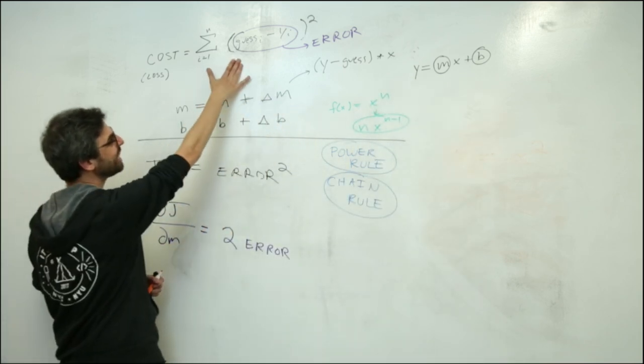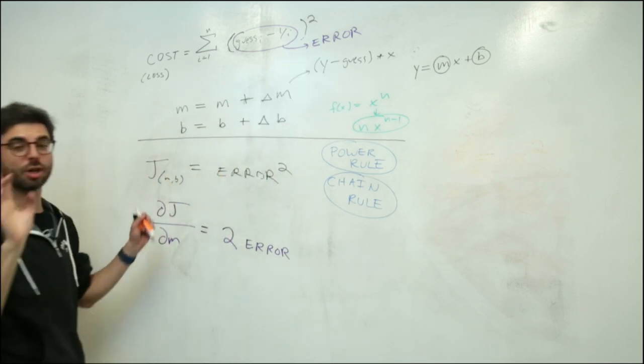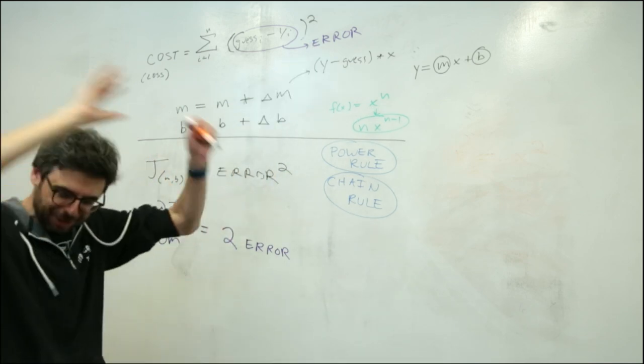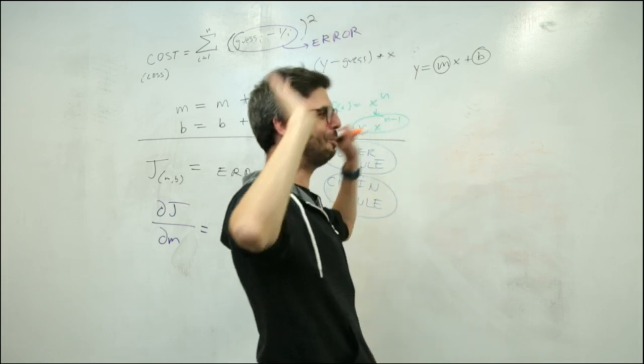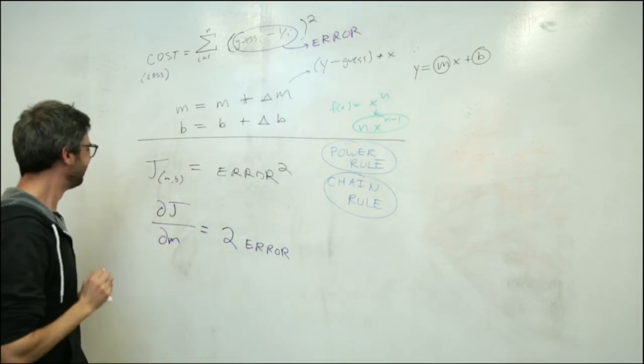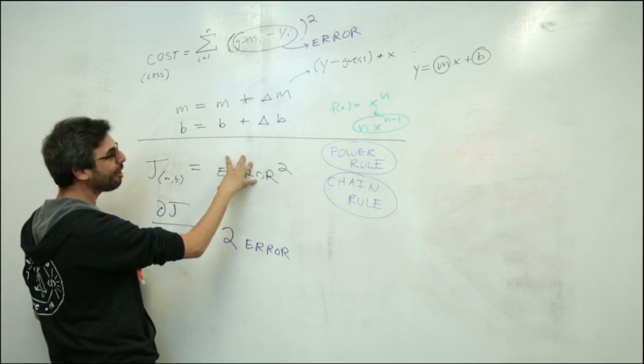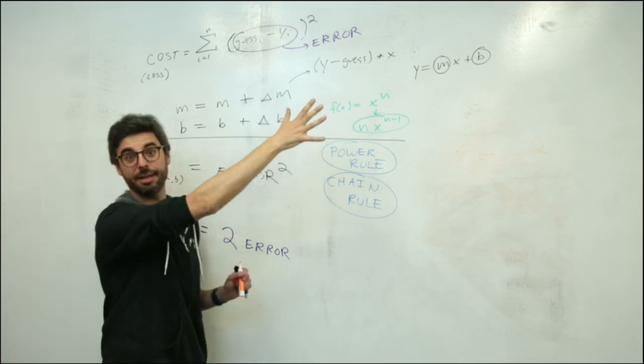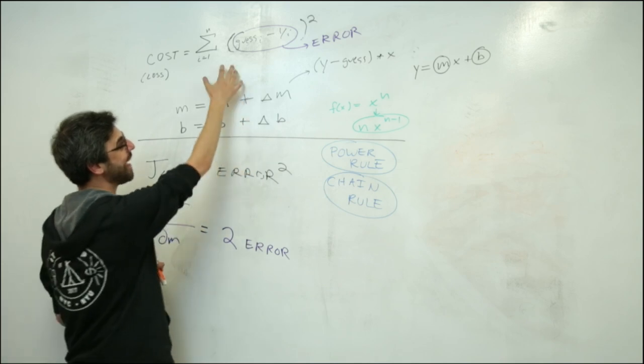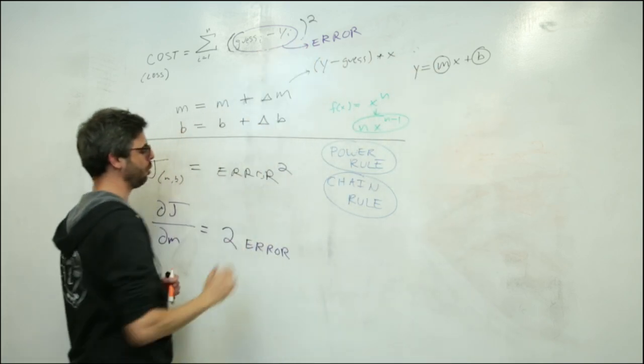Because the guess is... sometimes I just have to say the statement and move on. J is a function of error, and error is a function of M and B, because I'm computing the error as the guess, MX plus B minus a known Y.